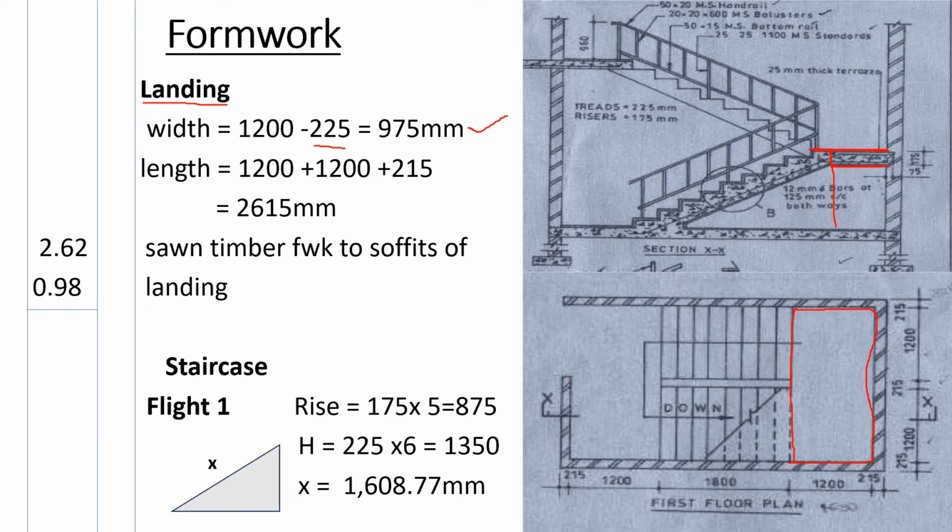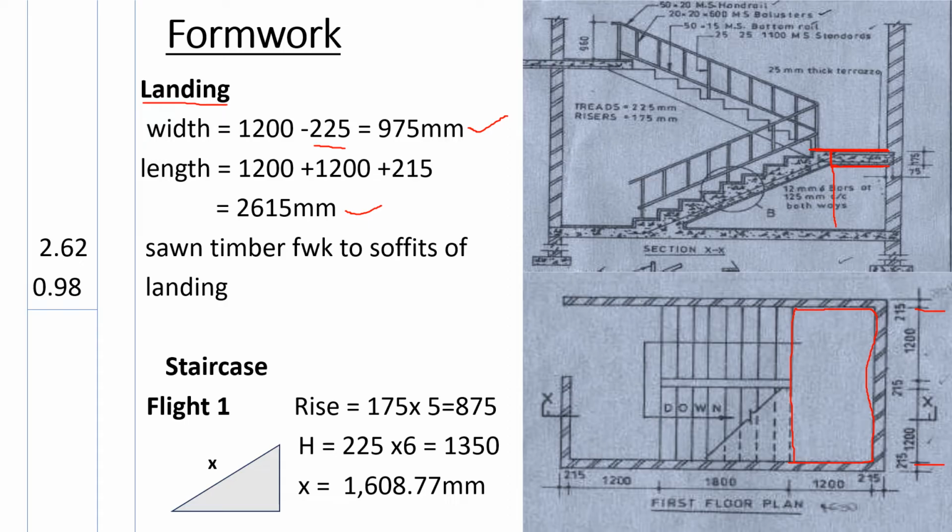That will be from this point up to that point, and then our length, we have said it will be the entire length, from this point up to that point, giving us 2615 millimeters. Now we book that one: the length 2.61 and 0.98, and then we say sawn timber formwork to the soffit of the landing. Now that is done with the landing. Let's go to the staircase.